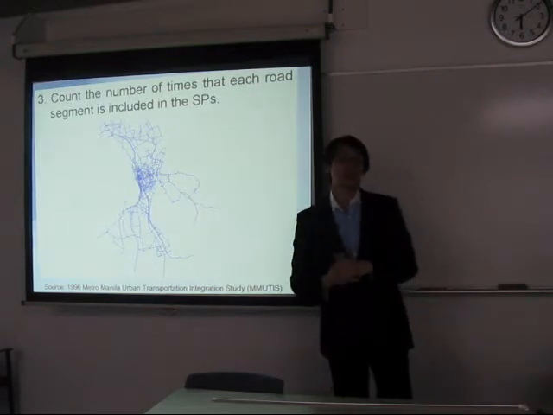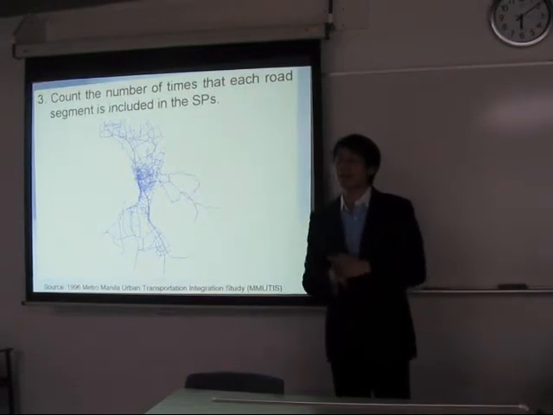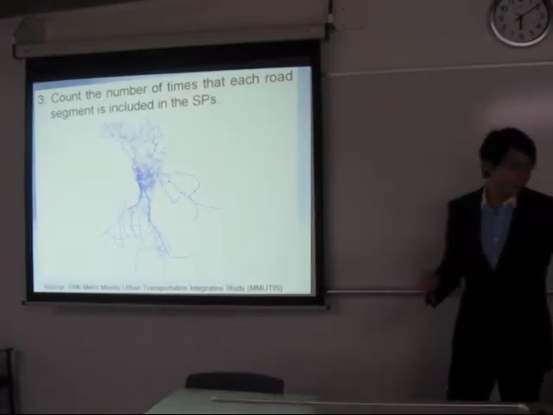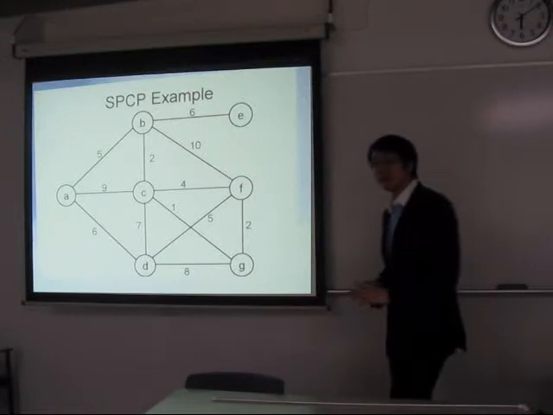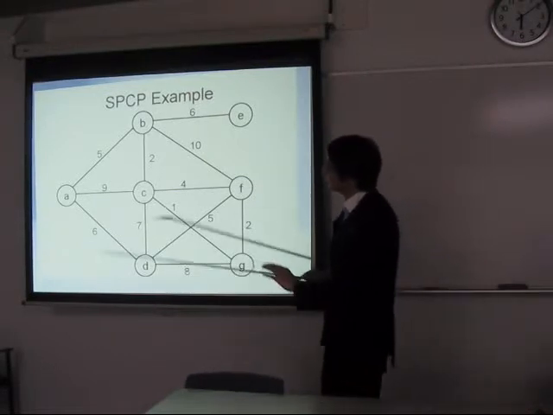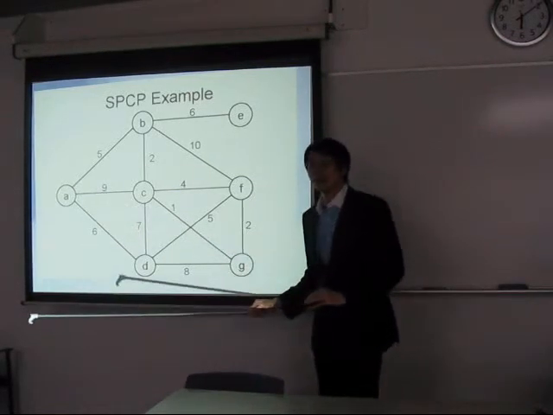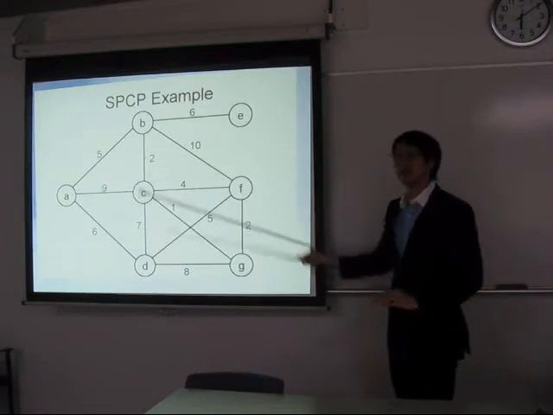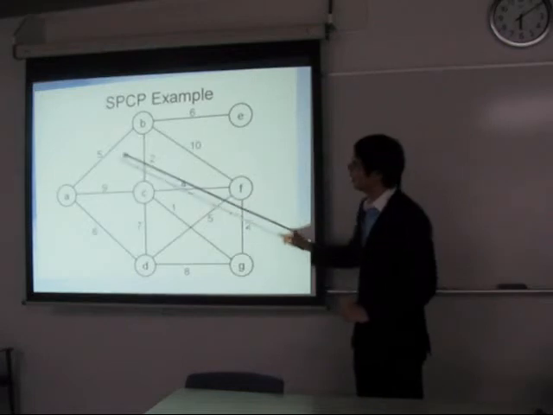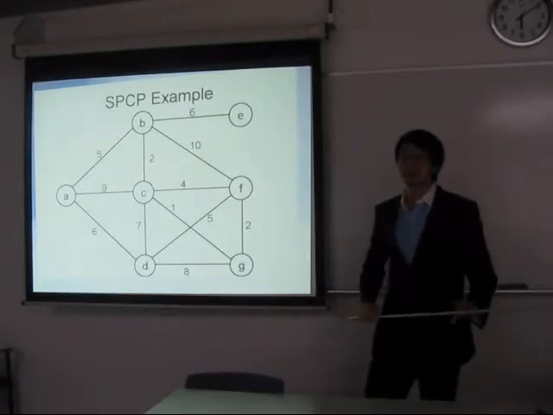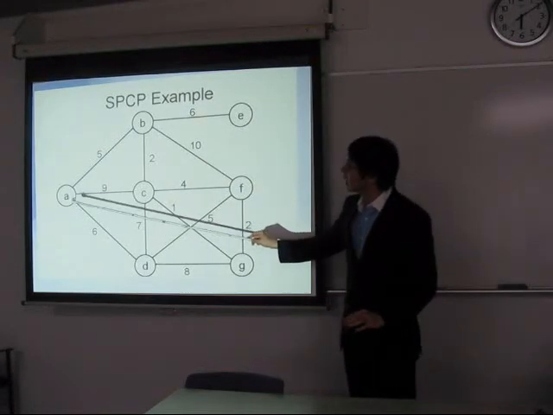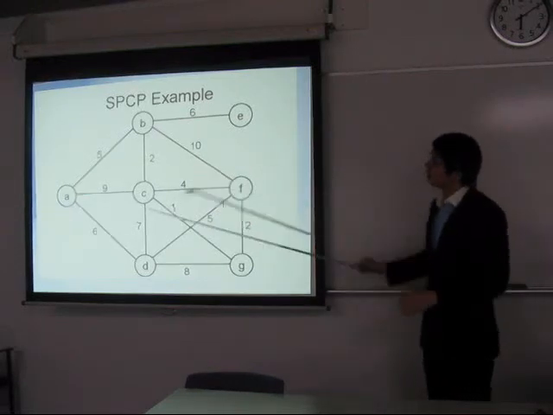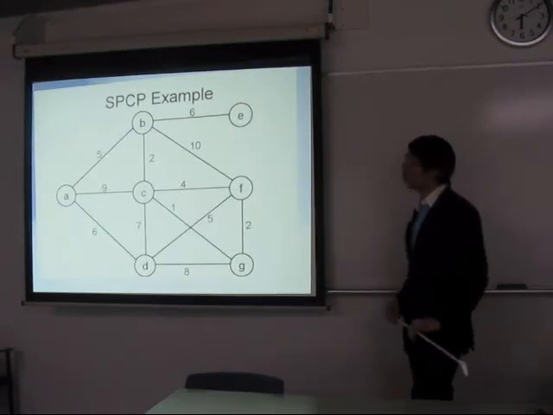To give you a clear idea of the shortest path counting problem of SPCP, I'll give you a very simple example. So this is our example. The circles represent the nodes, so the letters are the nodes. And these lines will be the links, the road segments, the arcs. And these numbers represent the distance. For example, the distance from node A to node B is 5 kilometers. From node A to C is 9, and so on.